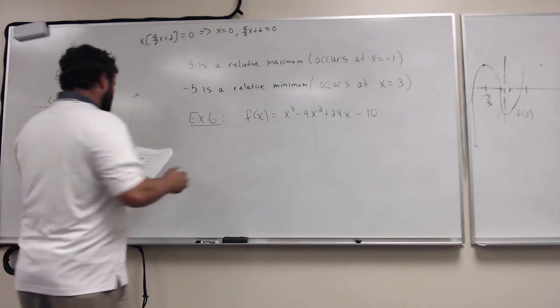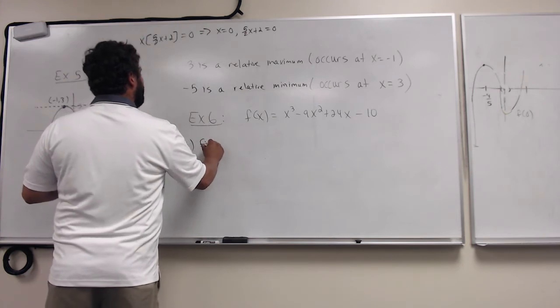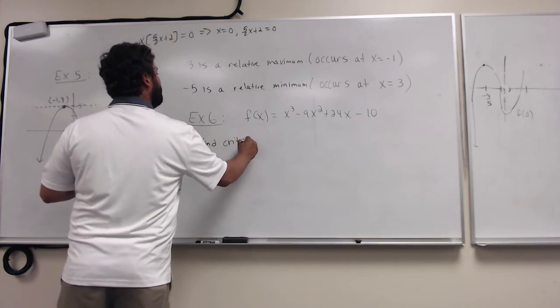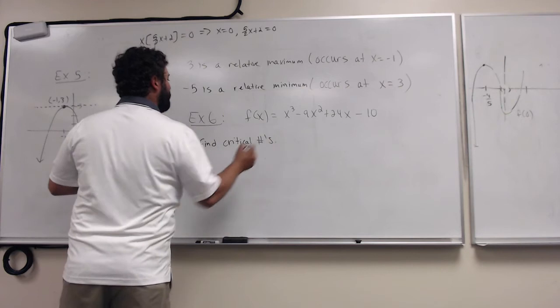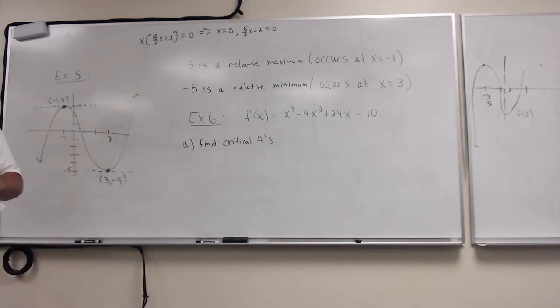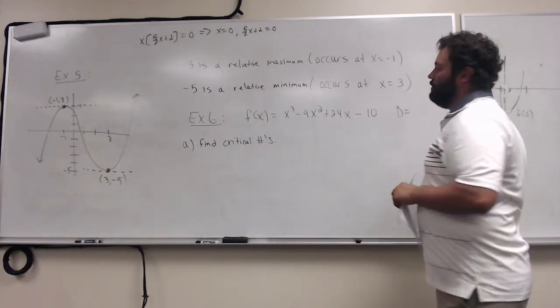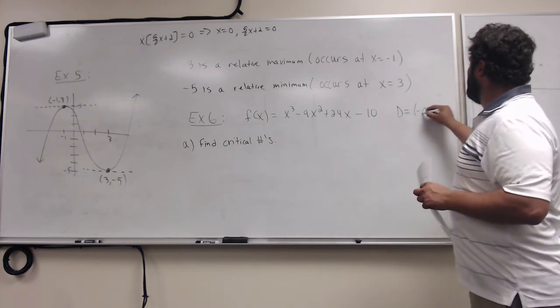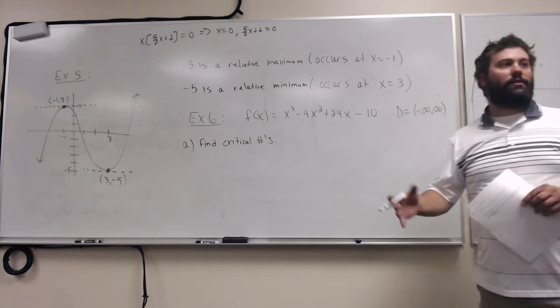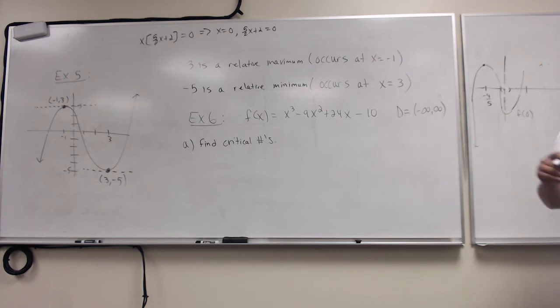Okay. So A, we're going to find the critical numbers. So first you find what are called the partition numbers, and of those, whichever ones are in the domain are going to be the critical numbers. Now, what is the domain of a polynomial? All real numbers. So in this case, anything that's a partition number is automatically a critical number.